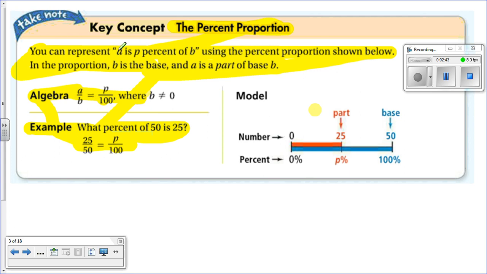Okay, so what this is saying is A is P% of B. What that means is that B is going to be your base. When you compare A to B, the P value is going to be your percent. So how much of B is A? Make sure that you pay attention to what A represents and what B represents. B is always your base. A is what's called the part.